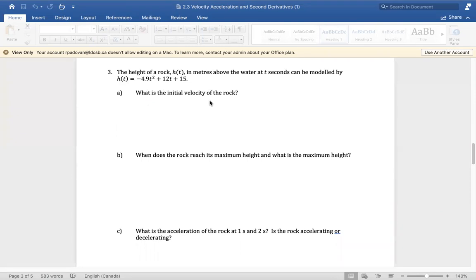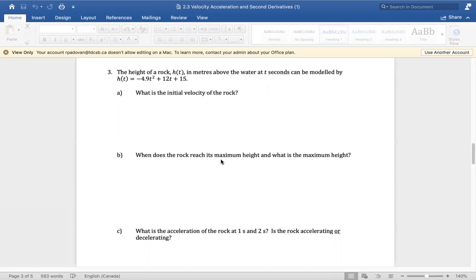So for the initial velocity, we're going to get velocity. Velocity in itself is just the first derivative, right? So we're going to get h prime of t. And then initial velocity would mean initially time is 0, right? So we're just going to sub 0 in for t. Then b, like I said, have you guys work on the first 2 or so. Then we'll start taking it up.